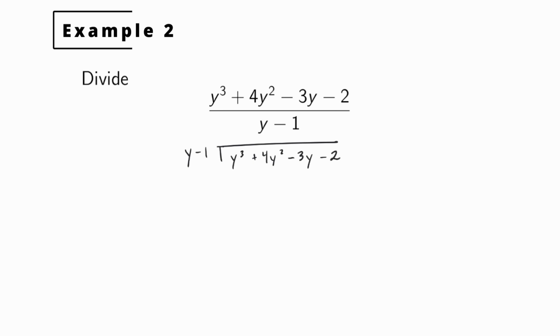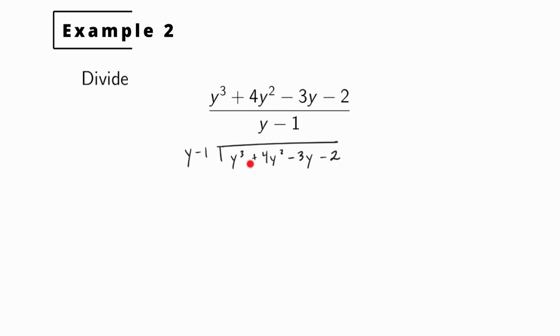Now we want to make sure before we get going here that our dividend, so the numerator, has all of these terms in descending order of power of the variable. So it's y cubed, and then the next one is y squared, then y to the first, and then the constant term, which would be y to the 0 power.